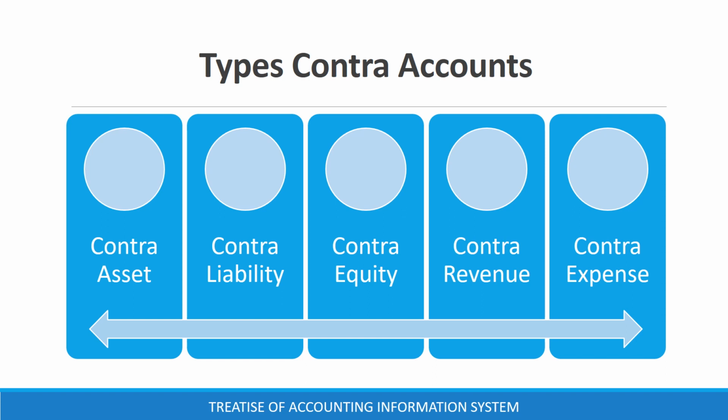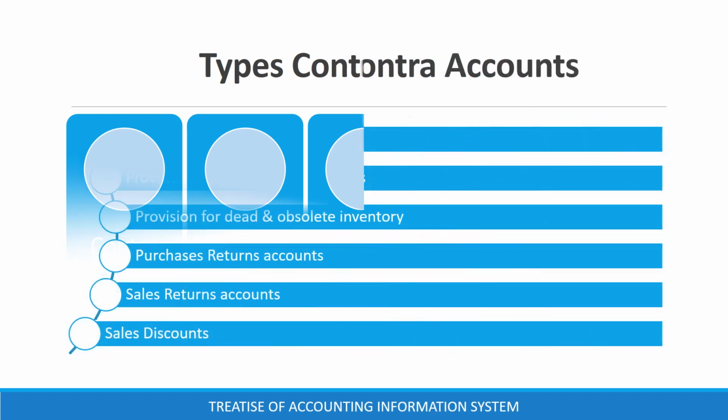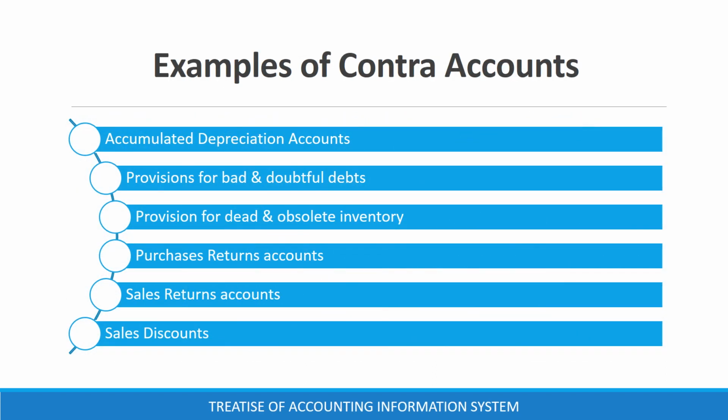The various types of contra accounts are contra asset account, contra liability account, contra equity account, contra revenue account, and contra expense account. Examples of the most common contra accounts are accumulated depreciation accounts, provision for bad and doubtful debts, provision for dead and obsolete inventory, purchases returns account, sales returns account, and sales discount account.